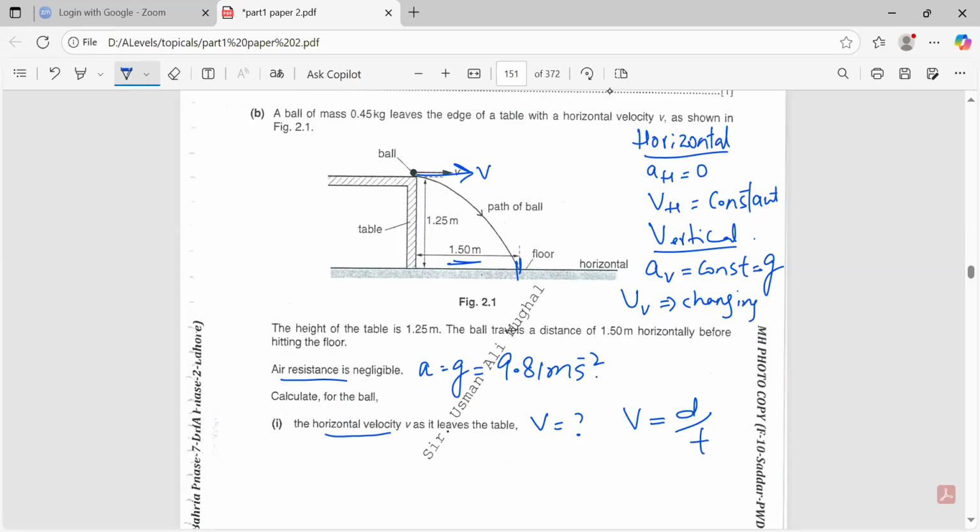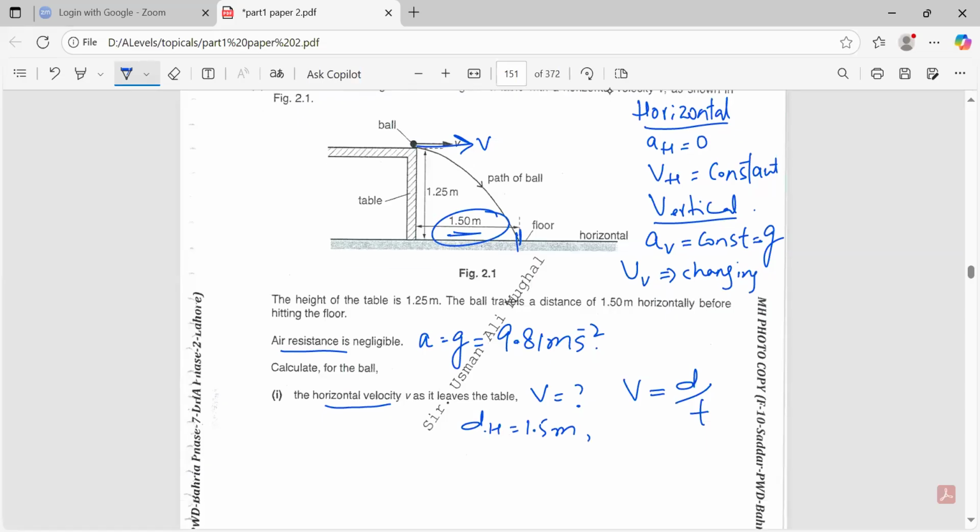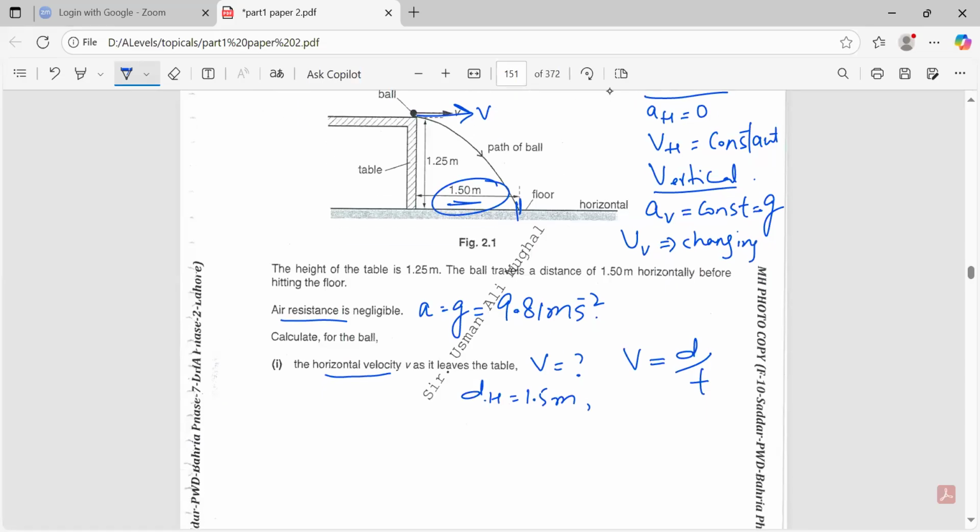Now which distance is going to be taken? We will be using the horizontal distance. So what is the horizontal distance given to us? It is 1.5 meters. Again, I'm going to use the same logic stated earlier. Whenever we have to find out the horizontal parameters, we take the help of horizontal components, and whenever we have to find out the vertical parameters, we take the help of vertical components. So we need the distance, and next is time. We are not having any time in this question.